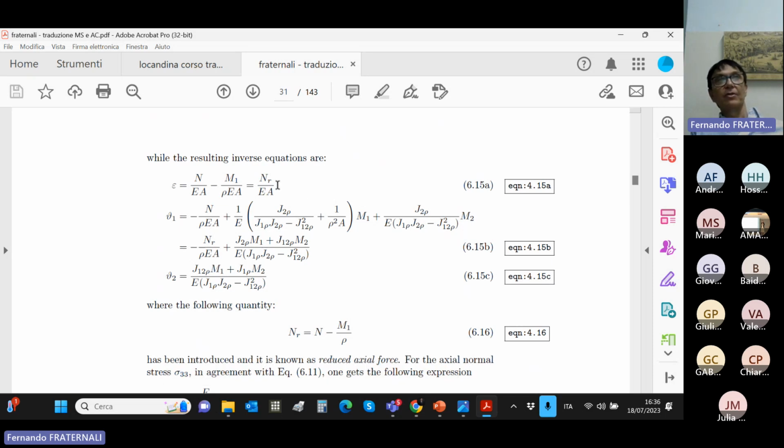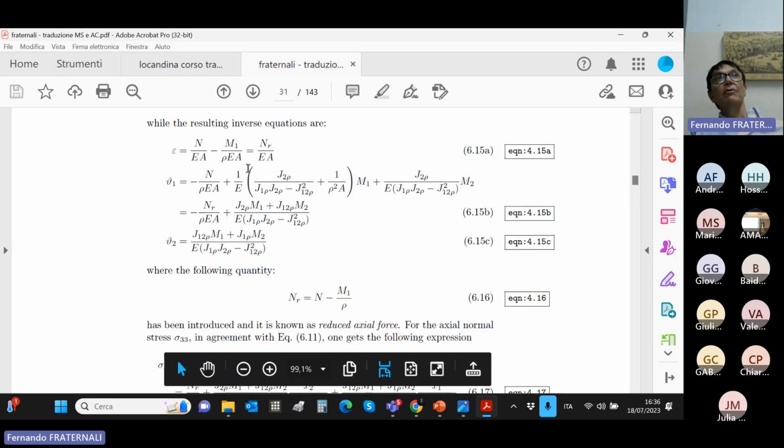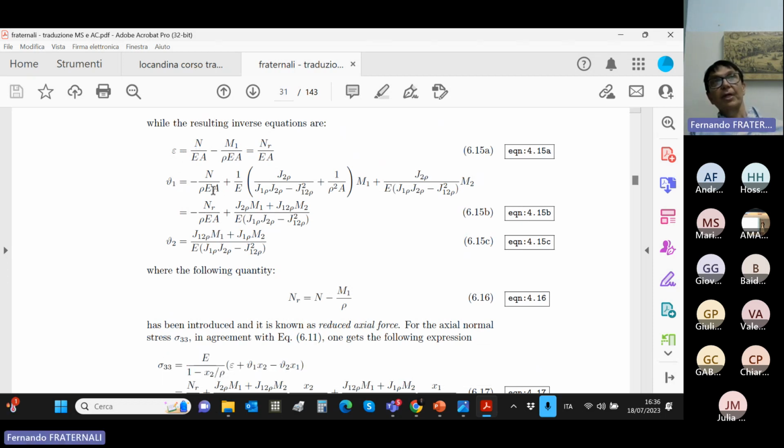But if we don't introduce this quantity, we observe this coupling term. The analogous coupling term appears in theta1 and then theta2. The other coupling terms are the same as in the straight beam theory when the axes 1 and 2 are not principal axes of inertia.